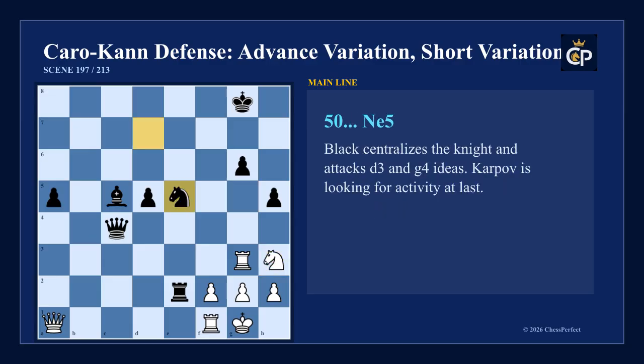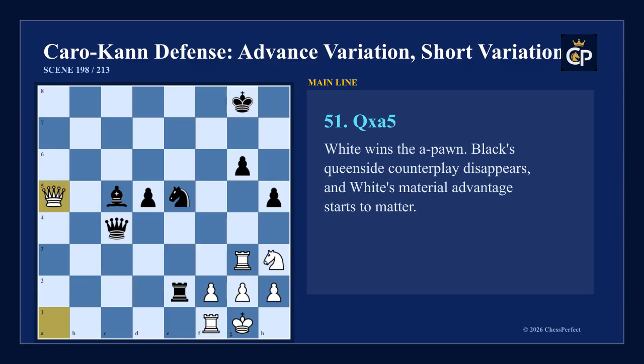Knight e5. Black centralizes the knight and attacks d3 and g4 ideas. Karpov is looking for activity at last. Queen takes a5. White wins the a-pawn. Black's queenside counterplay disappears, and white's material advantage starts to matter.